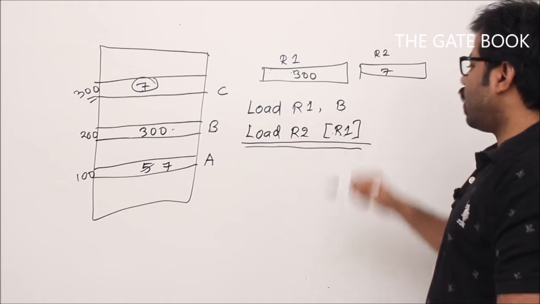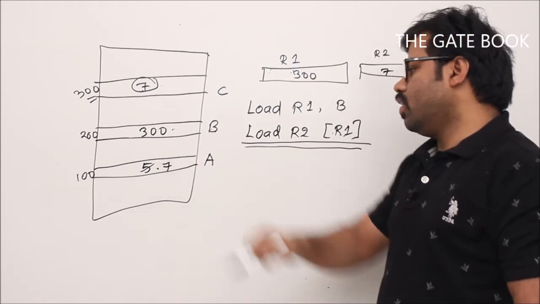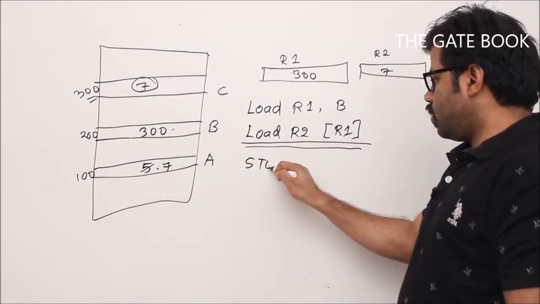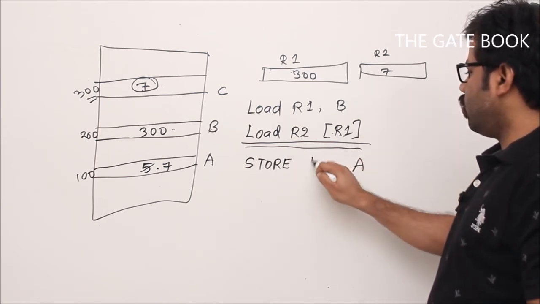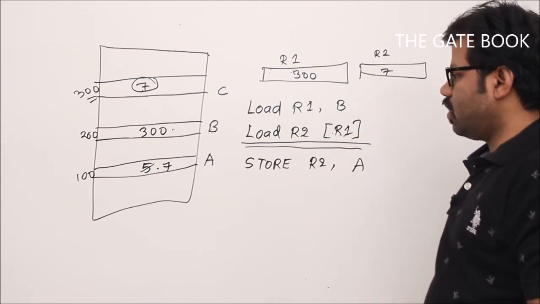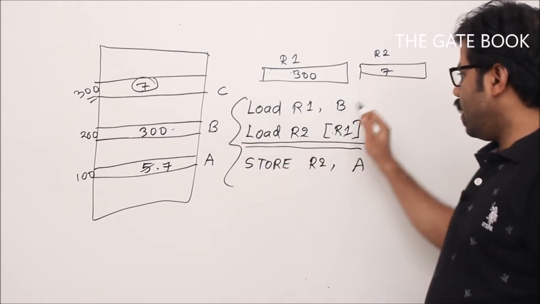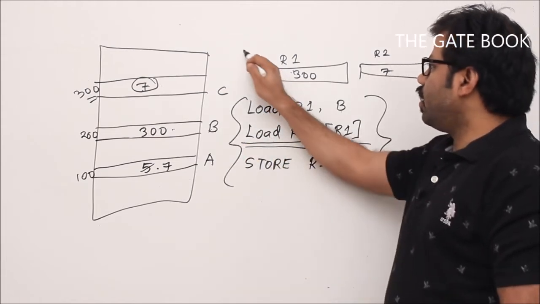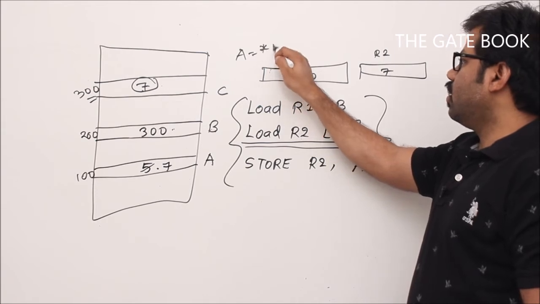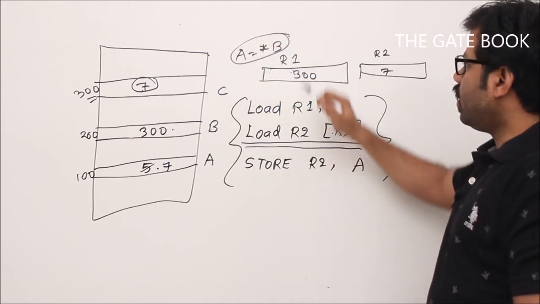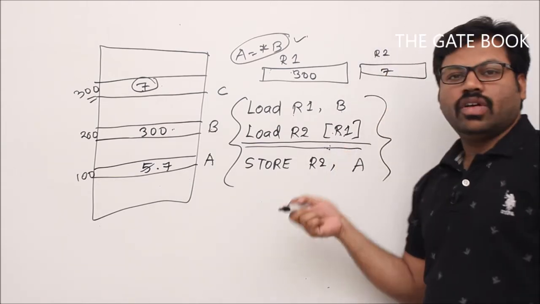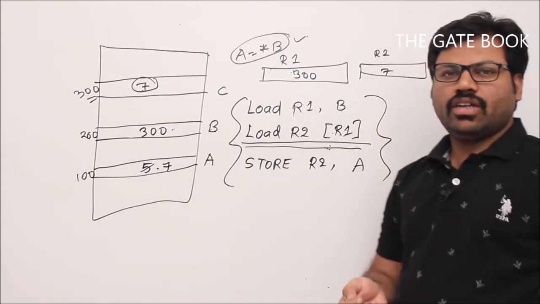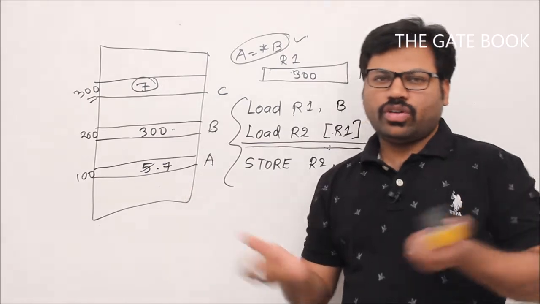Now R2 gets what? 7. What is our target? We have to store it in A. For that we do like this. Store into A what? R2. Store R2 comma A. That's it. Then using these three instructions we can implement A equal to star B, isn't it? So that means pointers can be implemented using this. What is this addressing mode? Register indirect addressing mode, correct? So finally, indirect addressing mode.